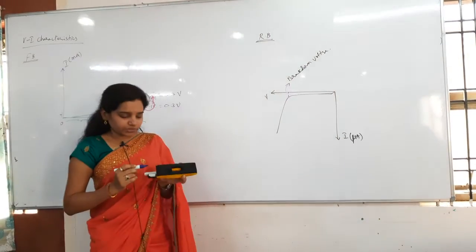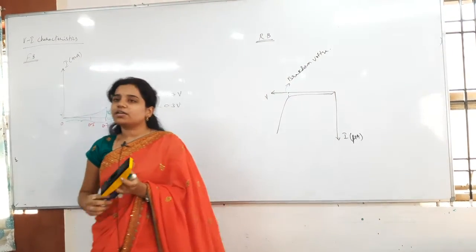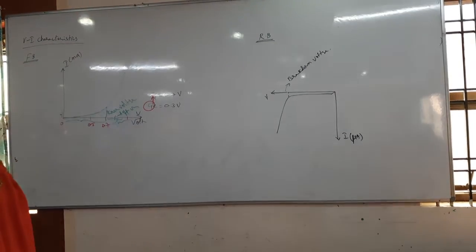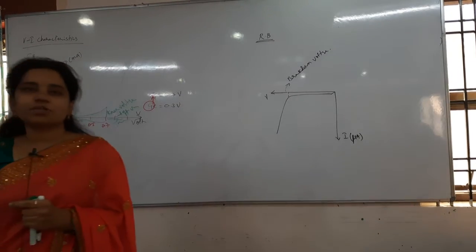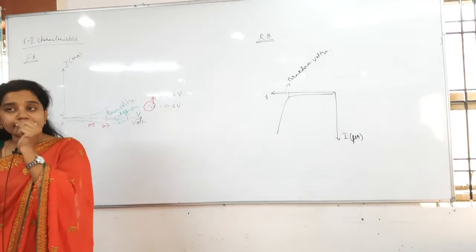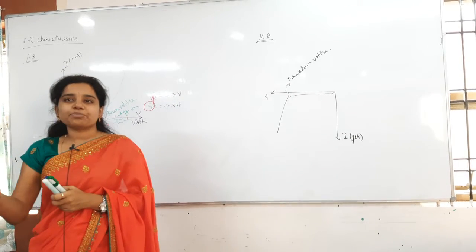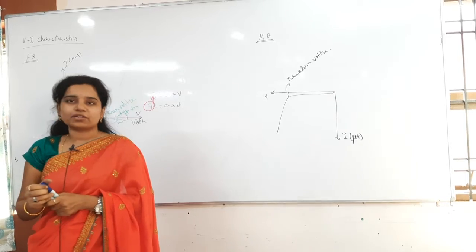What is that breakdown voltage? We will see first of all. We know already in the reverse bias, current flow will be due to what? Due to the minority charge carriers. Less or more? Very less, in terms of microamperes as well as nanoamperes. In the case of silicon, that is in nanoamperes. In the case of germanium, that is in microamperes.